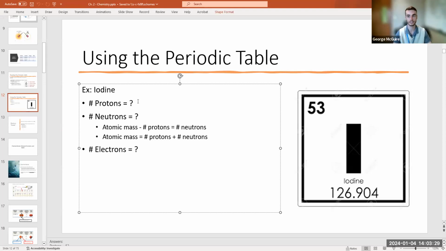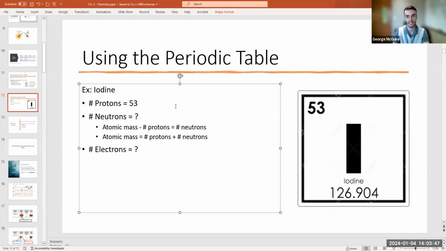Would anyone be willing to share how we can determine the number of protons that would be present in one atom of iodine? Using the atomic number in the top left. Awesome. And so how many protons? 53. 53. Thank you, Deacon.